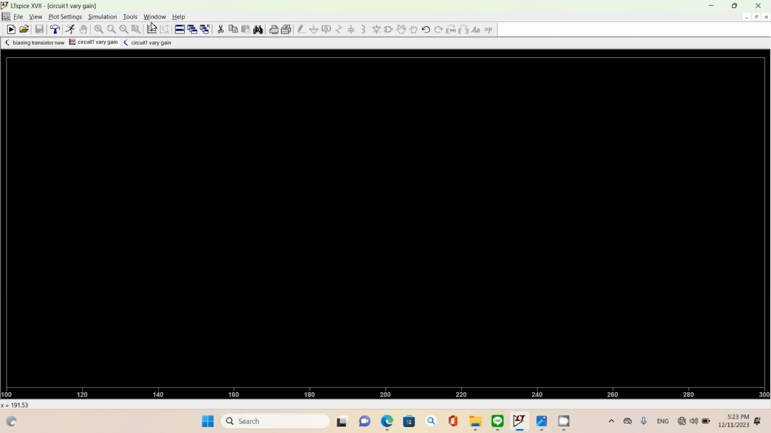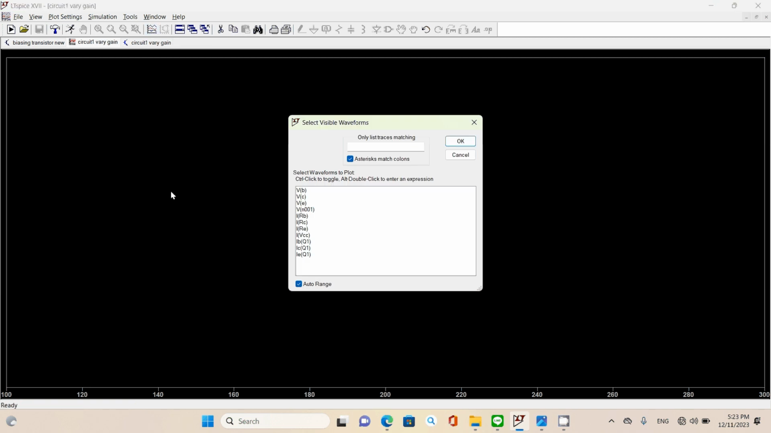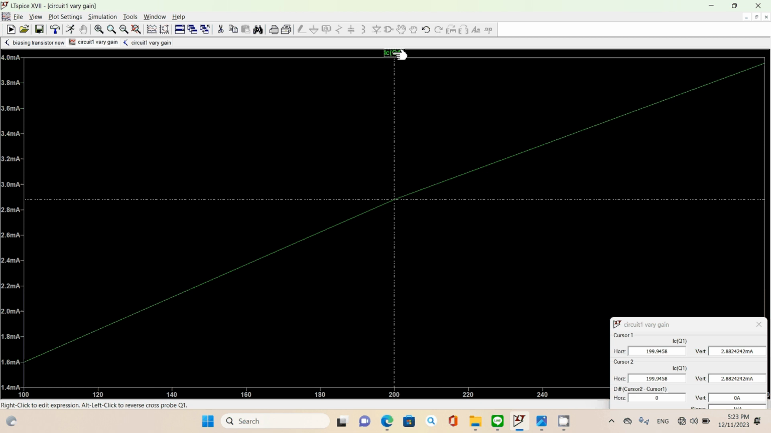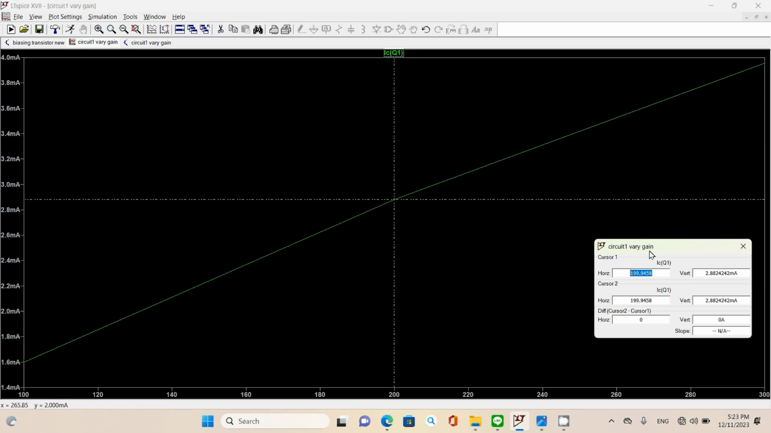Now you need to add something that you want to plot. That's IC, right? That's what you're looking for here. And you can take our data. You just double click on IC here to activate your cursor. Cursor one is active, and to activate cursor number two, you just double click again. Now cursor two is activated. Okay, you just look for IC at the gain 200, IC at the gain 100 and 300. That's all.